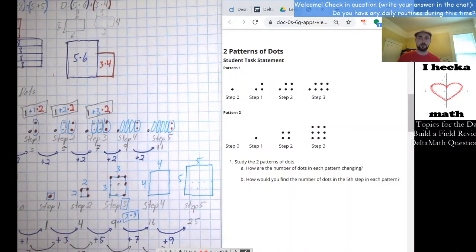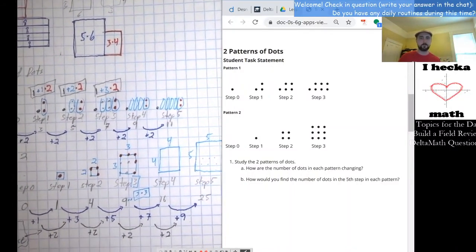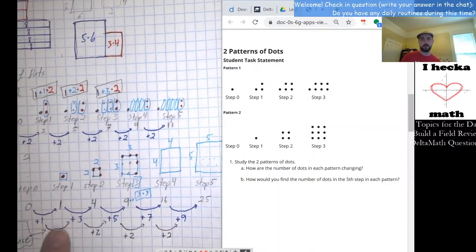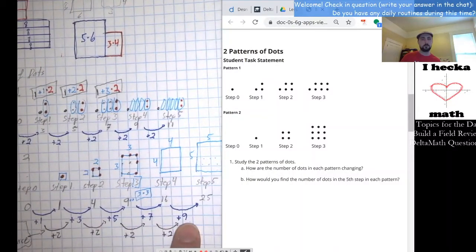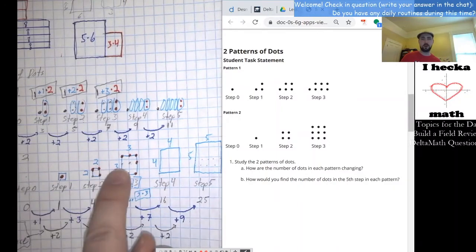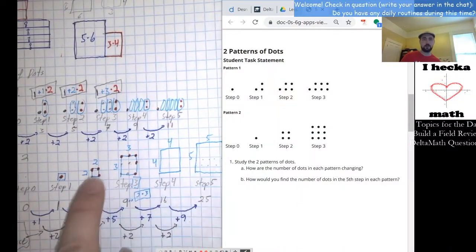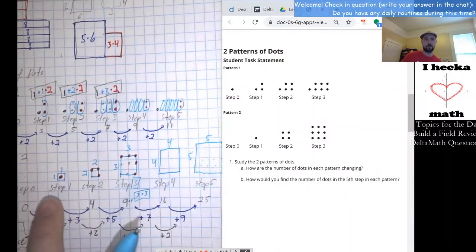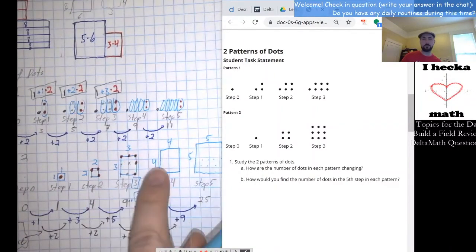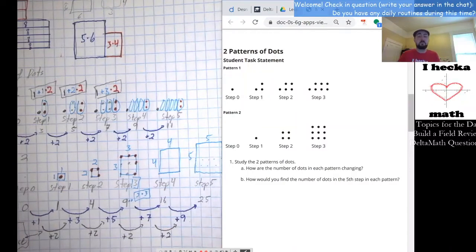So how would you find the number of dots in the fifth step? Would you use this pattern? Would you draw the pattern out and then count? Or would you notice this pattern of 1 by 1, 2 by 2, 3 by 3, 4 by 4, 5 by 5? I'm curious. If you can, comment and tell me how you did this, because I don't think any of these ways are wrong. I think they're all different.